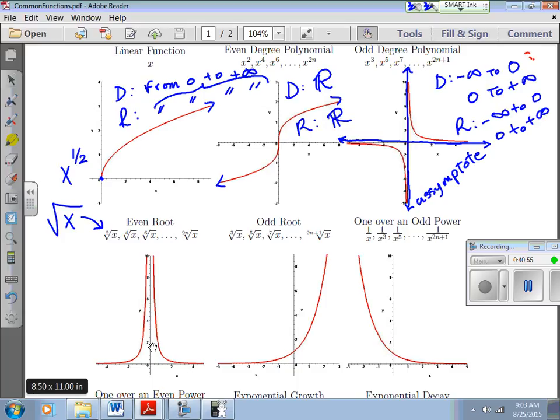Asymptotes, remember, are lines that the graphs can never touch. It's kind of like a force field. Asymptotes are like a force field. You can never get through them. Okay?